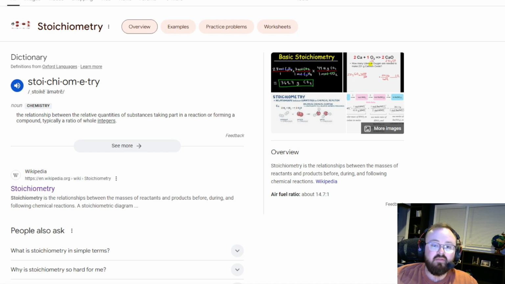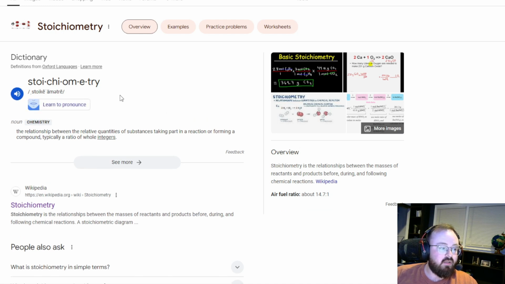And so here's our literal definition of this term, and this is how you pronounce it. Stoichiometry. Now look at that, stoichiometry. The relationship between the relative quantities of substances taking part in a reaction or forming a compound, typically a ratio of whole integers. Or if we look at our Wikipedia definition here, stoichiometry is the relationship between the masses of reactants and products before, during, and following chemical reactions.